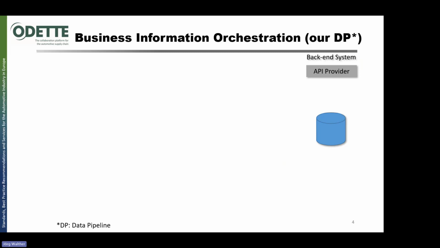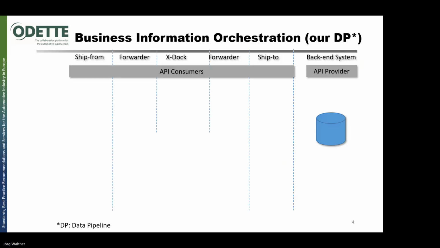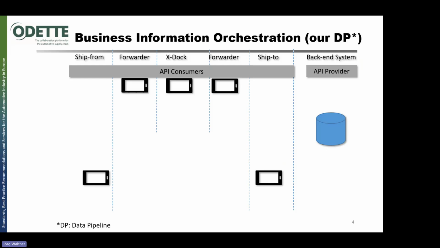Then we have the partners involved in the transport chain, i.e. the shipper, forwarder or carrier, cross-dock, possibly another forwarder or carrier, and of course the recipient of the goods. These are the API consumers, i.e. the users of the API interface, who provide data via this interface or receive data on their devices via the interface. Ideally, of course, mobile devices are used, especially in the core of the process, in the transportation process.